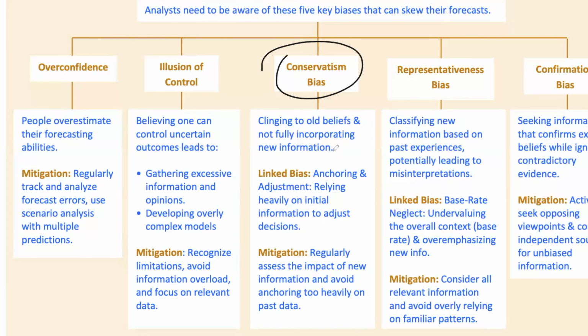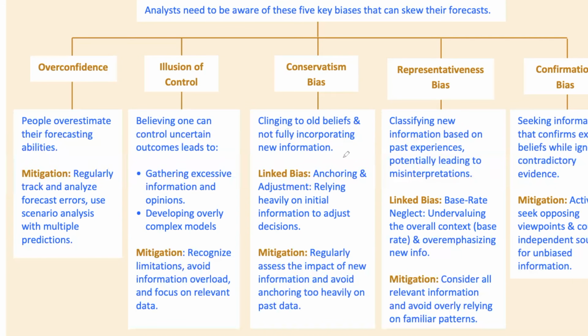Conservatism bias. Now this one is sneaky. It's when people are slow to update their beliefs or forecasts even when new information clearly suggests they should. Imagine you're driving on a highway and your GPS says to take the next exit, but you keep going straight because that's the route you always take. That's conservatism bias in action, refusing to change despite new directions.